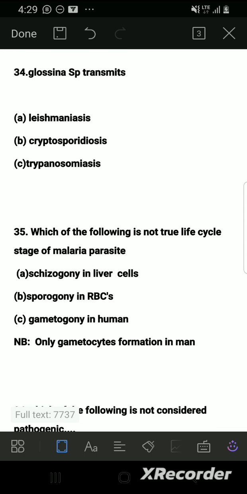Then which of the following is not a true life cycle stage of malaria parasites? We all know that malaria parasites enter as sporozoites getting their way into our body. They move to the liver cells, through the bloodstream, enter into the red blood cells and change into merozoites. Then the gametes form inside the human, and the mating of the gametes is formed in the mosquito when the mosquito comes for its second feeding.